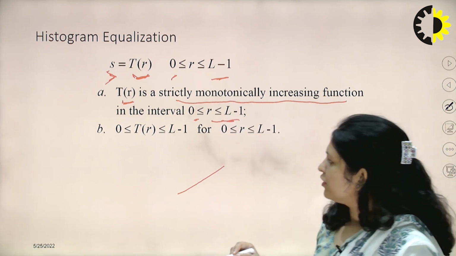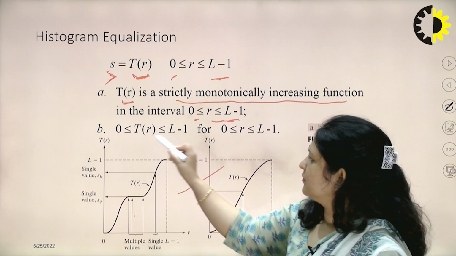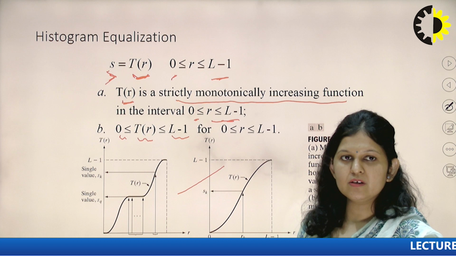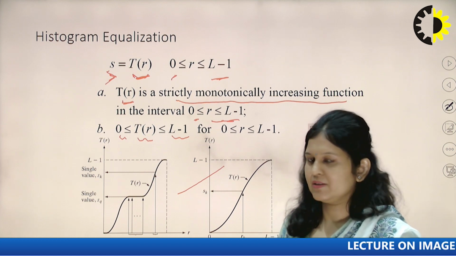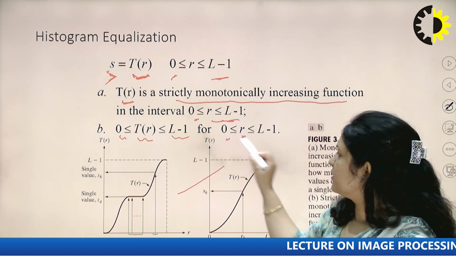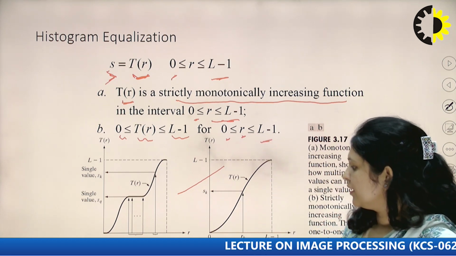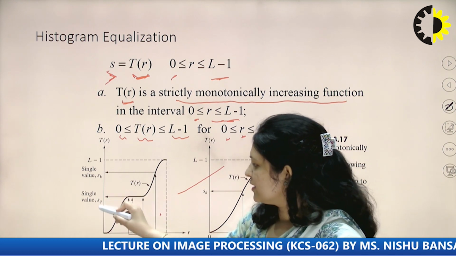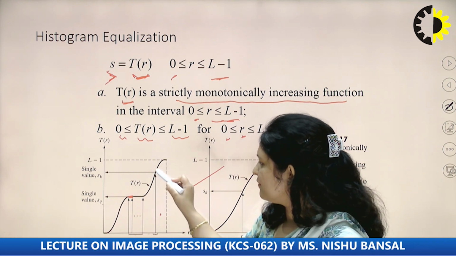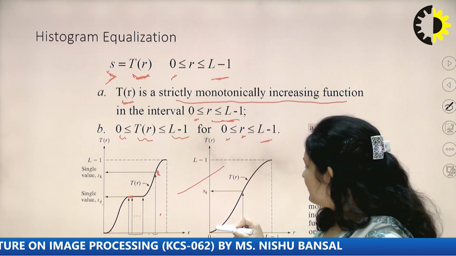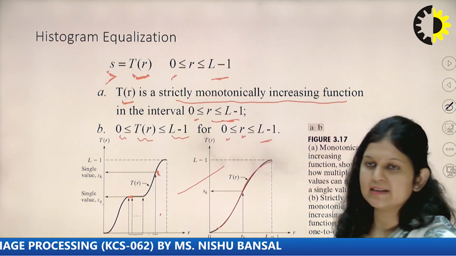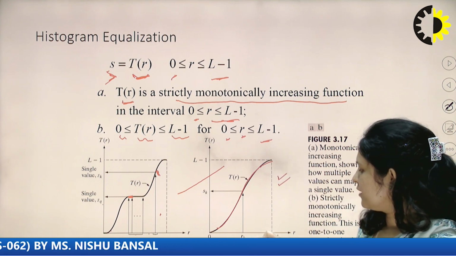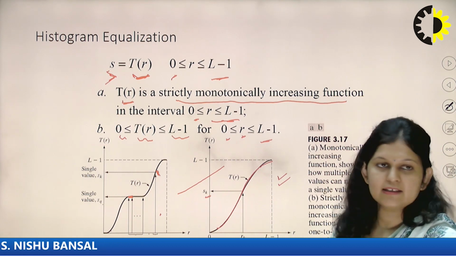Then T of R should also be within the range 0 to L minus 1, as R is within the range 0 to L minus 1. Here, if we have a single value SQ and a single value SK, we want a monotonically increasing curve. This kind of curve we want to achieve, so that for a given RK we can easily get the SK.